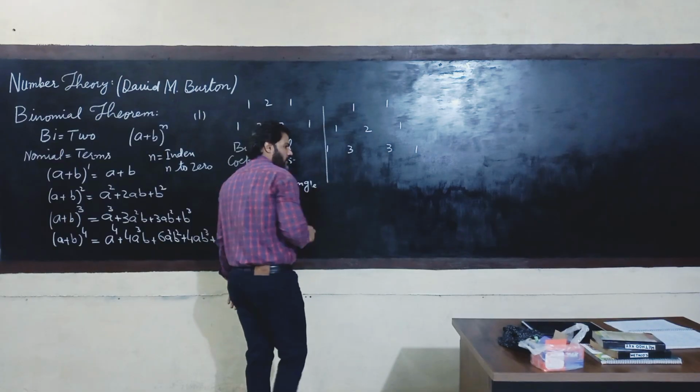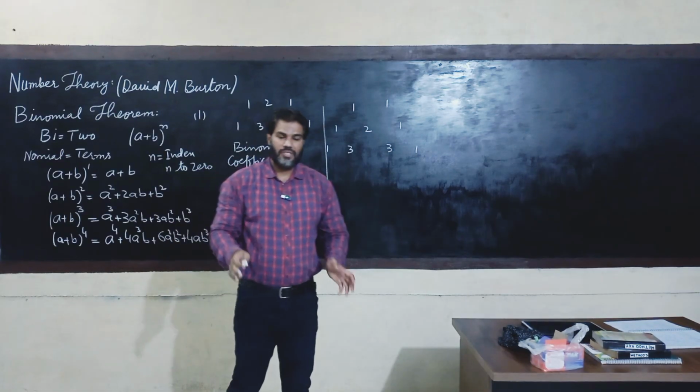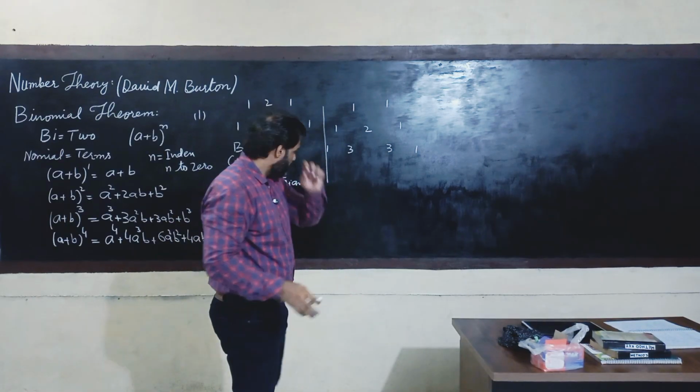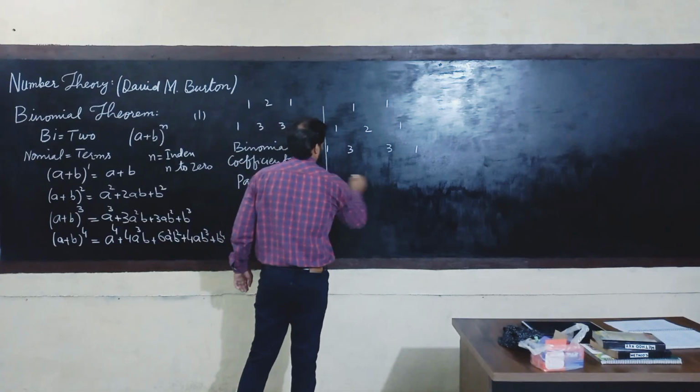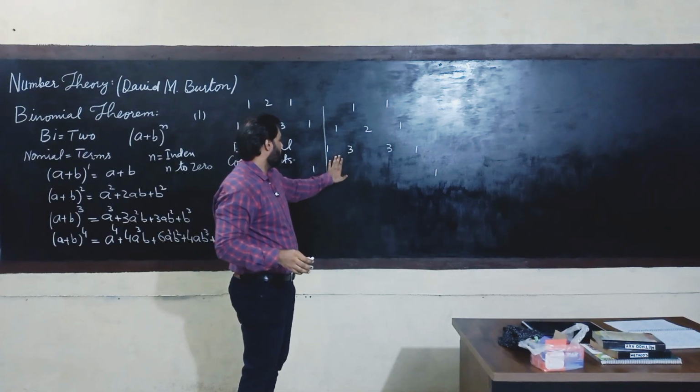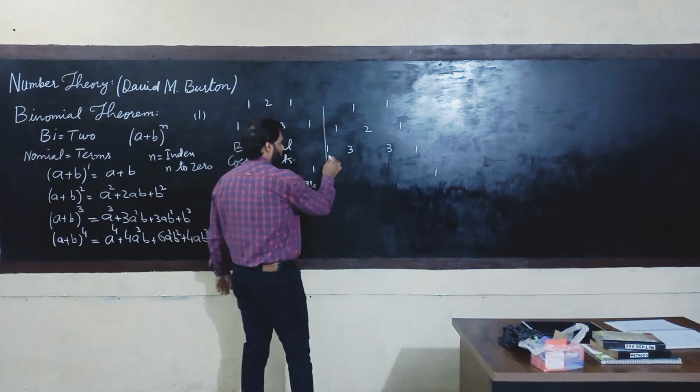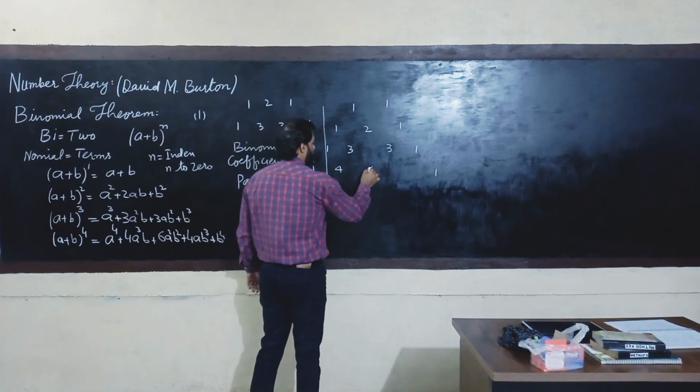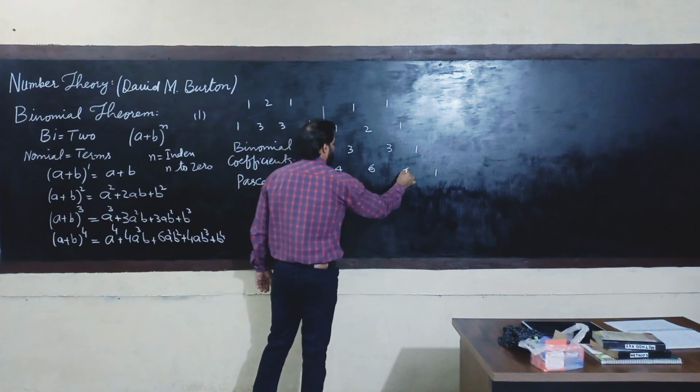Next, this is the fourth row, and this fourth row will give us the coefficients of (a + b) to the power 4. The border numbers are 1 and 1. The central numbers are the sum of the numbers in the third row. This is equal to 1 plus 3, 4, 3 plus 3, 6, 3 plus 1, 4.